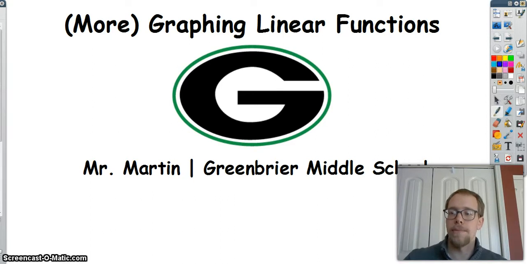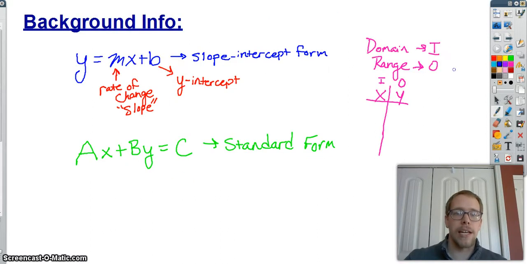If you recall, in the previous screencast we gave a little background information talking about the slope-intercept form of a linear function. So this linear equation represents a linear function, y equals mx plus b, where m represents the rate of change or the slope, and b represents the y-intercept. All right, and then we also looked at standard form, ax plus by equals c, and I said I'd explain that more later, and we will do so later.